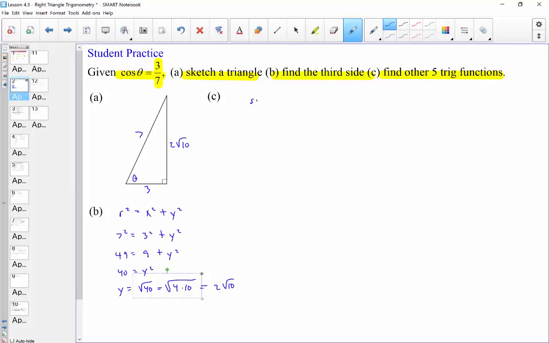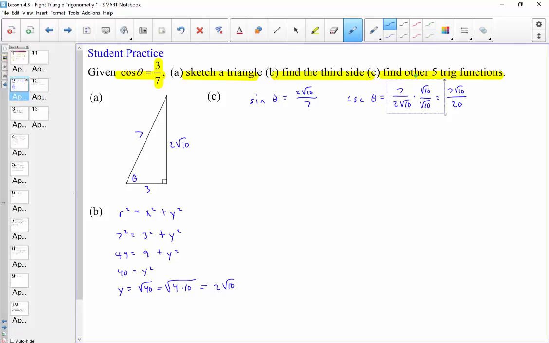We'll start with the sine of theta equals the opposite side, 2 times the square root of 10, over the hypotenuse, 7. The cosecant of theta equals our hypotenuse, 7, over the opposite side, 2 times the square root of 10. We're going to rationalize the denominator by multiplying both the top and bottom by the square root of 10, and we get 7 times the square root of 10 over 2 times the square root of 10 times the square root of 10, which is 10, so that's 20.